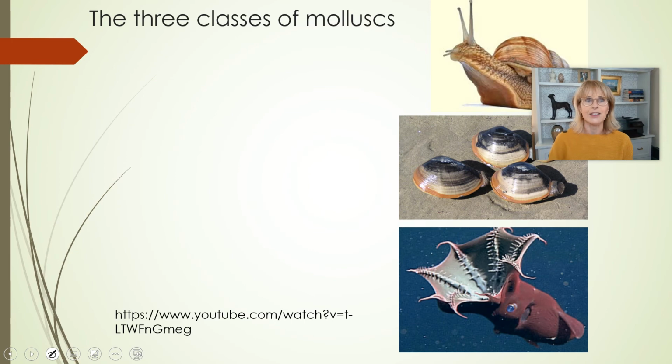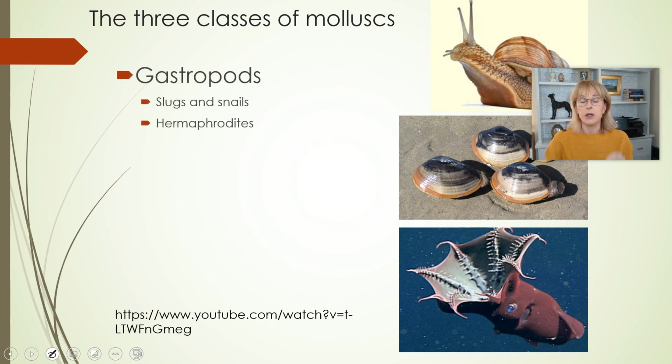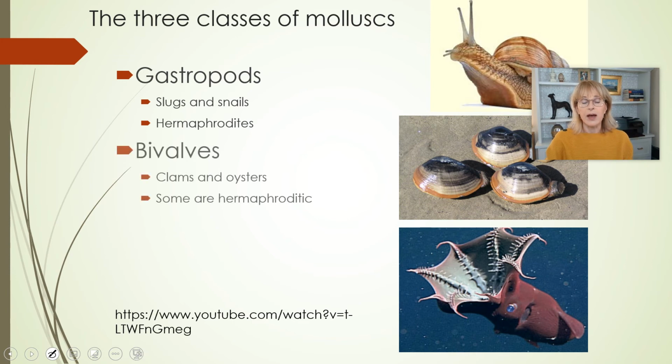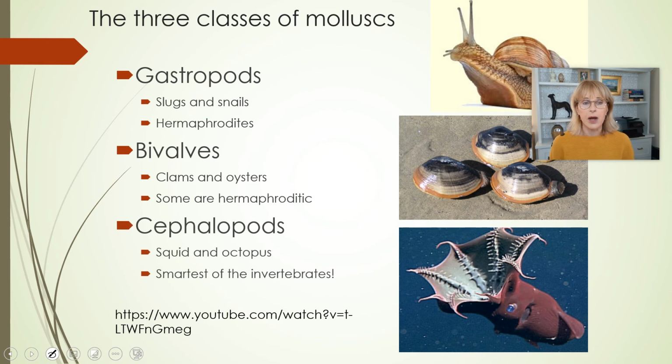So cephalopods. 3 classes of mollusks: the gastropods, slugs and snails, they're hermaphrodites. The bivalves, clams, free-living, oysters attached to stuff. Some of them are hermaphrodites. A lot of them have male and female sexes. And the cephalopods, the squid and the octopus.